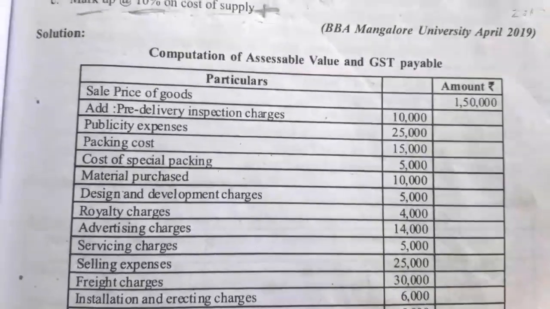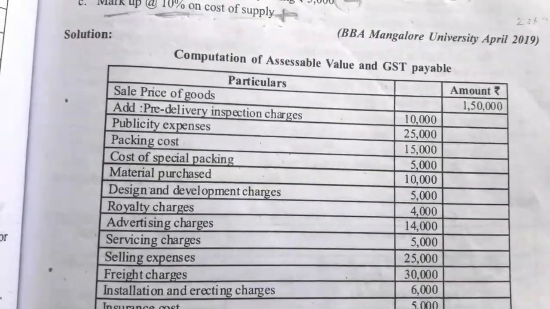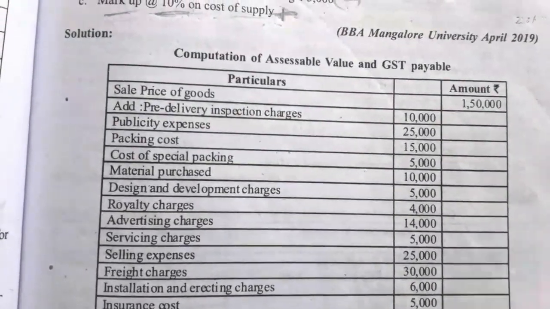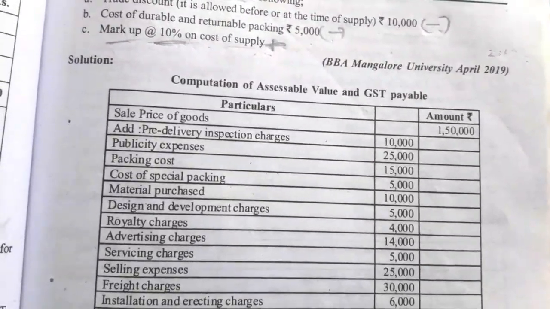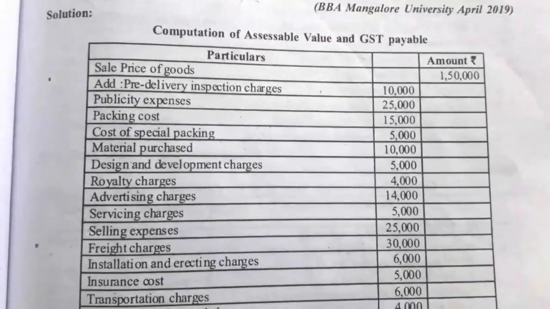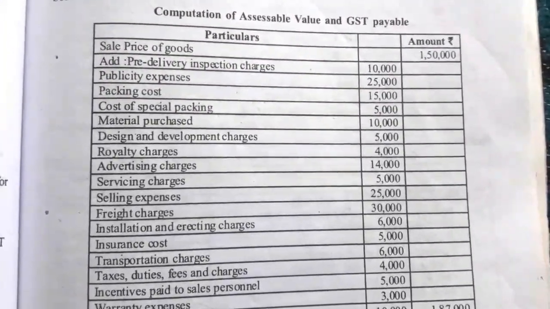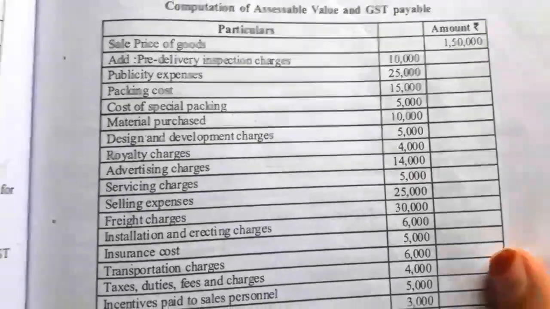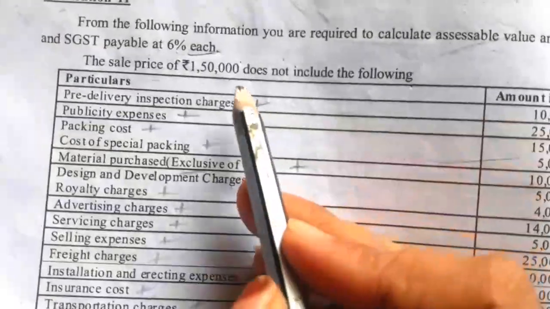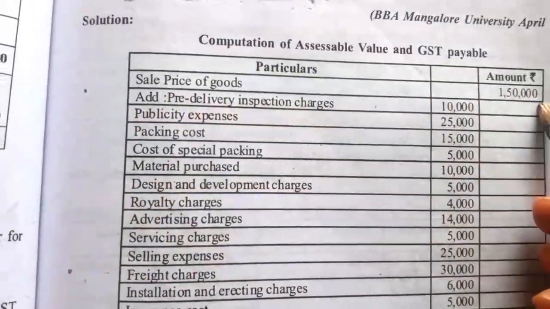Now work out the solution. Write the heading: computation of assessable value and GST payable. You can write computation of assessable value or value of taxable supply, and we will calculate GST payable later. So three columns: particulars and two amount columns. First we have to take the selling price of the goods. What is the selling price given in the question? That is 1,50,000. So we take sales price of goods as 1,50,000.